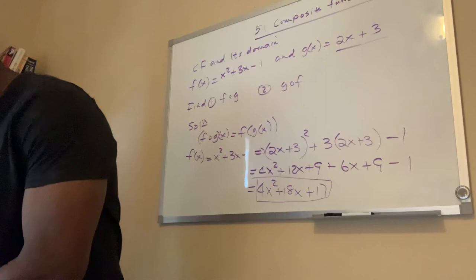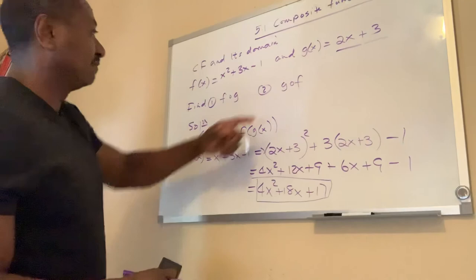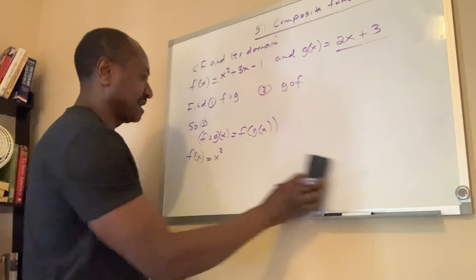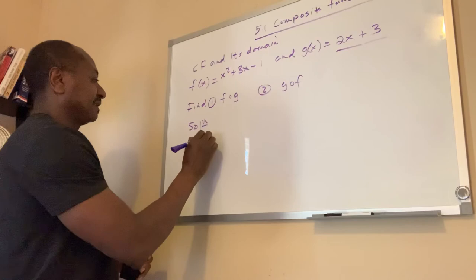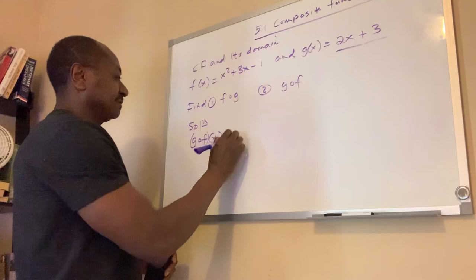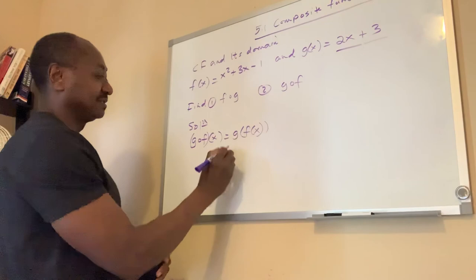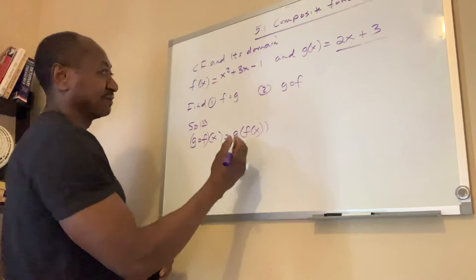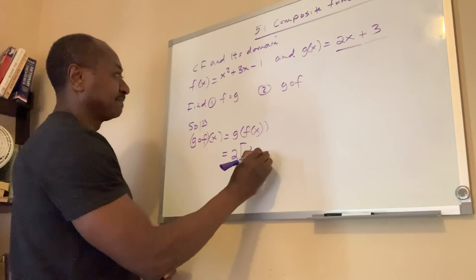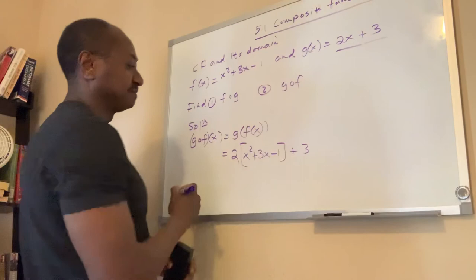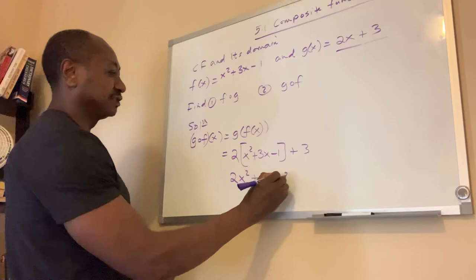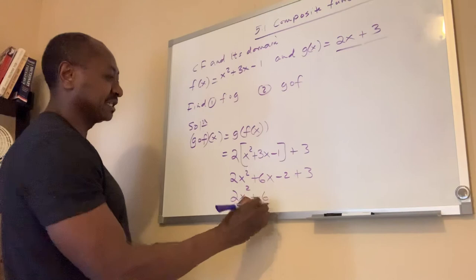Let's move to the second one. We're finding the function g of f. In the function g, wherever we see x, we replace it with the function f of x. So g of x is 2x, and the x I'm going to replace with x squared plus 3x minus 1, plus 3. That becomes 2x squared plus 6x minus 2 plus 3. Your solution is 2x squared plus 6x plus 1. That is the solution for this.